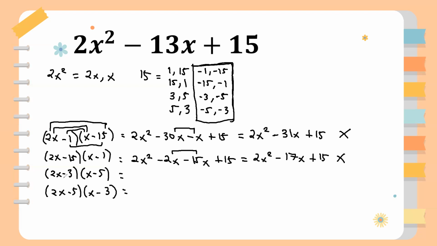Next, we have 2x minus 3 times the quantity of x minus 5. So, we have to use the FOIL method, 2x times positive x, we have 2x squared.